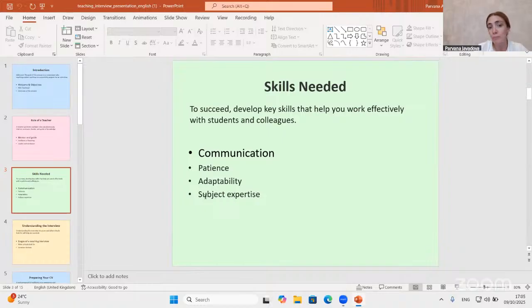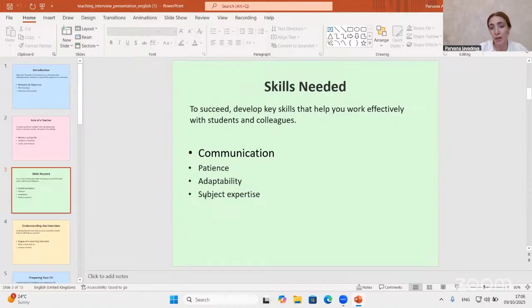You have to be patient. You have to adapt to the learning process. For example, if it is your first day, it doesn't matter. For the student and for the parent, they don't care whether this is your first day or tenth day. For them, it doesn't matter. That's why adaptability is a very important factor.